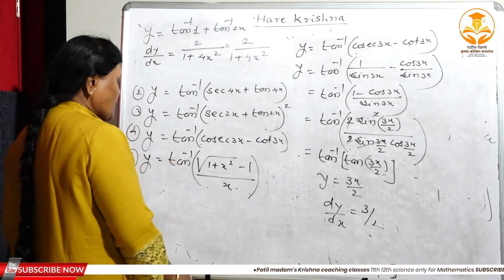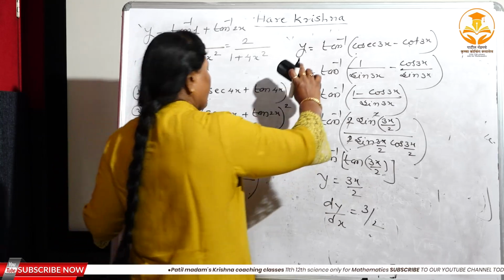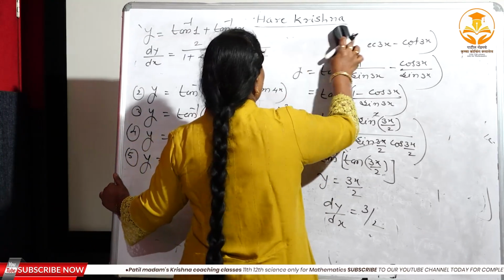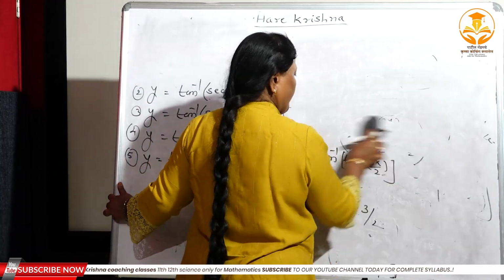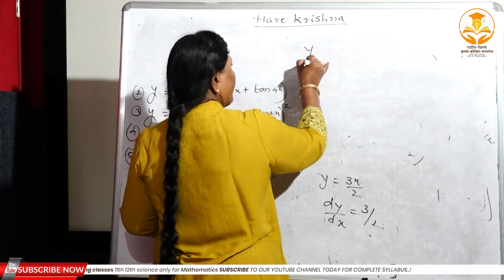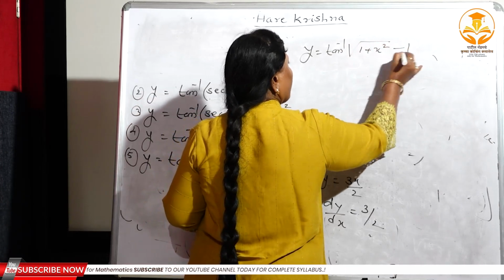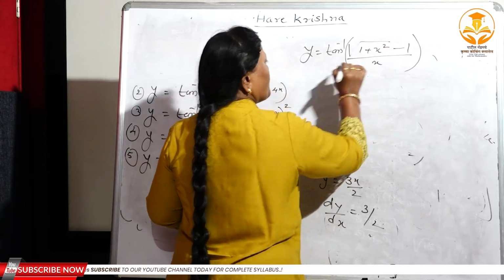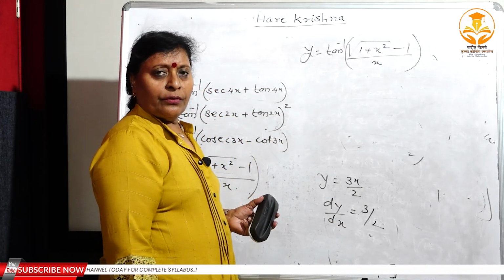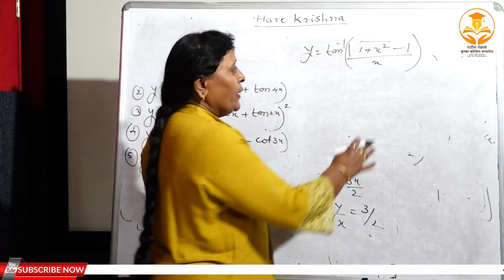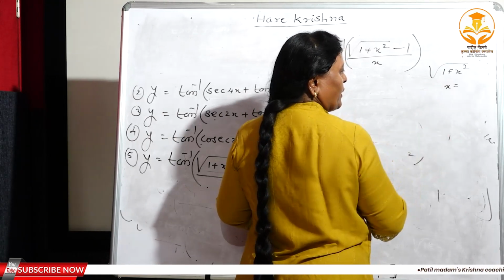Now I am going to take the last one here, that is tan inverse root of 1 plus x square minus 1 divided by x. That is the fifth unusual one, right? See the fifth unusual, y is equal to tan inverse root of 1 plus x square minus 1 divided by x. See again if you observe this, you get confused, but there is no confusion. I have already told you that whenever there is root 1 plus x square, you can start with x is equal to tan theta, right?